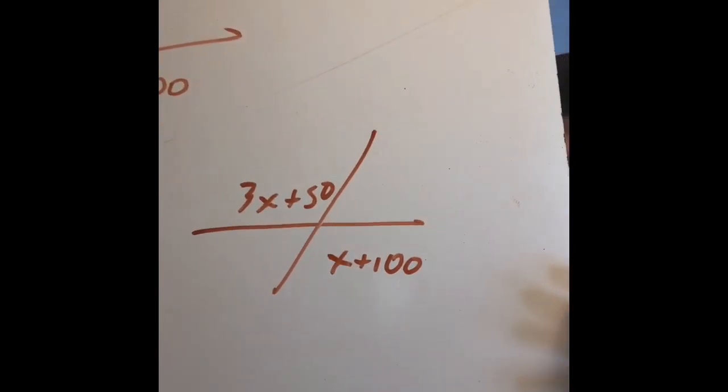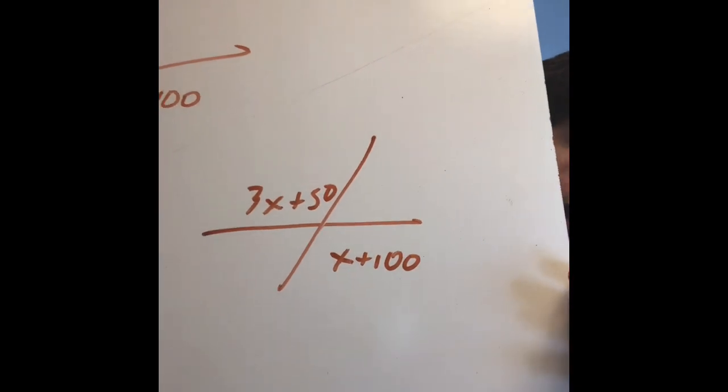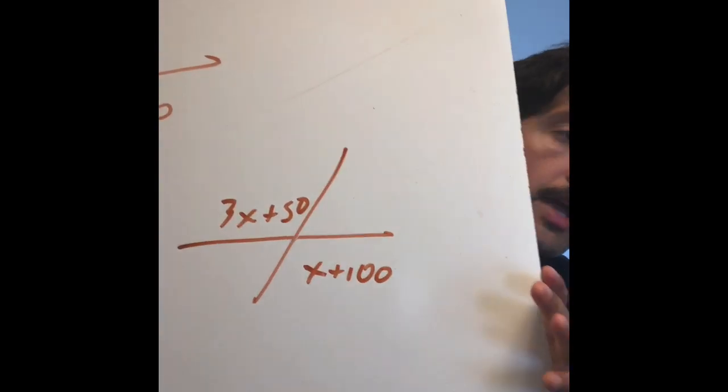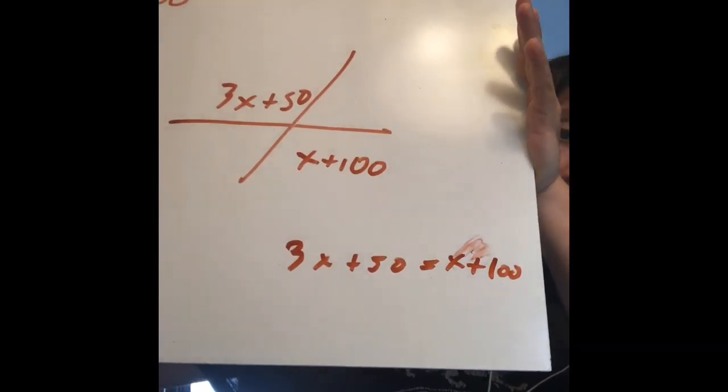That's what I have. 3x plus 50 and x plus 100. And we know that they have to be equal, opposite angles. And we showed that earlier. So those are equal. And if they are equal, then 3x plus 50 equals x plus 100. So 3x plus 50 equals x plus 100, and I'm going to solve for x. And then once I have x, everything is kind of done for me. So let's just solve for x.